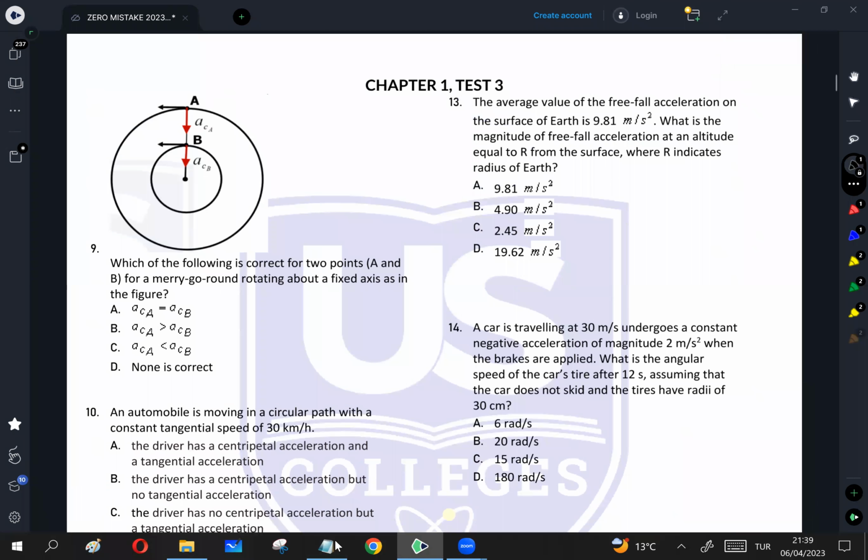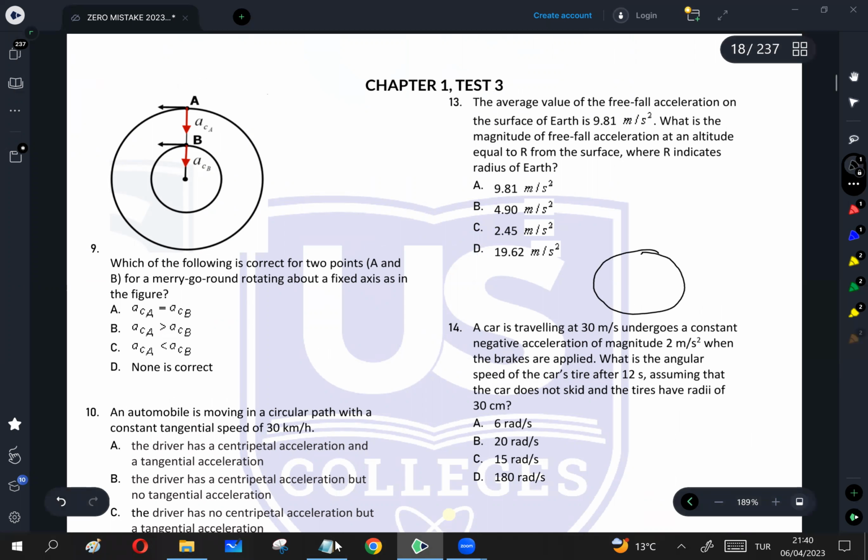The average value of the free fall acceleration on the surface of Earth is 9.81 meters per second squared. What is the magnitude of the free fall acceleration at an altitude equal to r from the surface, where r indicates the radius of the Earth? So this is Earth's surface, and the radius of the Earth is r. At the surface, 9.81 is the free fall acceleration. The question is asking for the free fall acceleration at an altitude r from the surface. From the surface, we go one more r. So of course, the distance to the center is 2r in this case. What is g here?